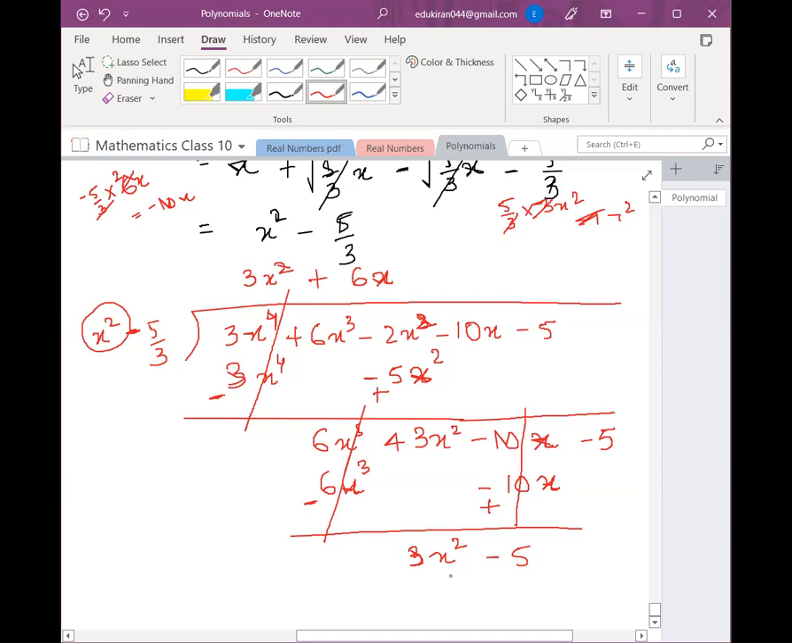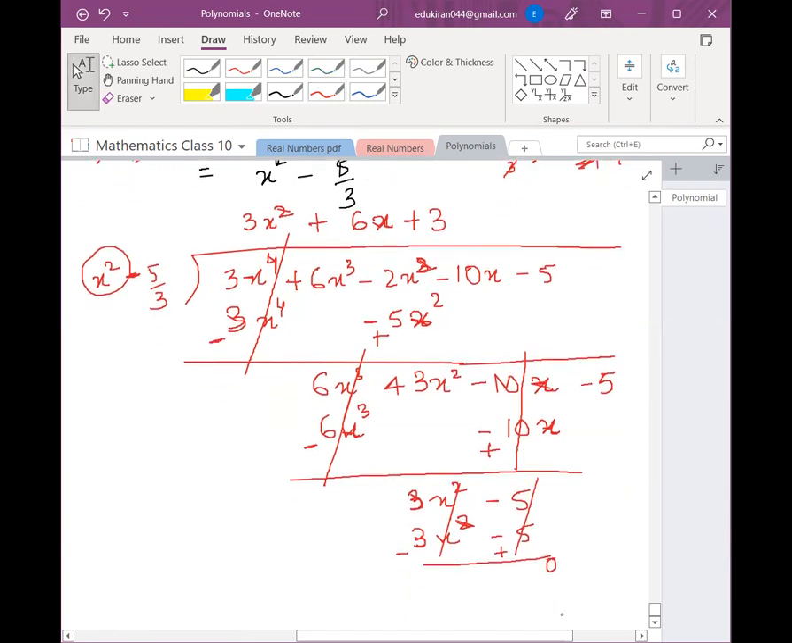Now again, this is x squared. This is also x squared. So I can divide. So divide it, multiply with 3. So I'll get 3x squared. And then minus 5 by 3 into 3. 3 will get cancelled out. You will get minus 5. Clear? Change the sign. Minus and plus. So 0, 0. You will get a 0 here. Understood? Yes.